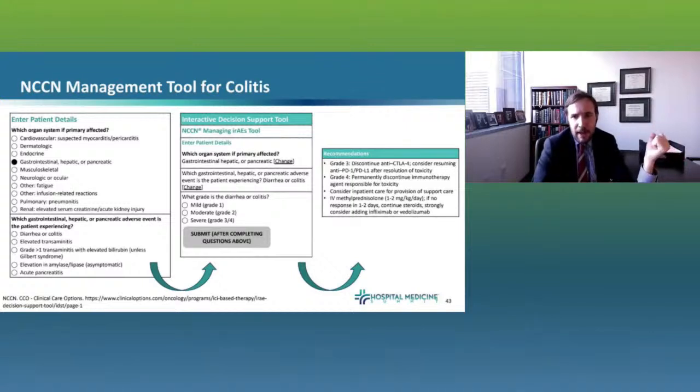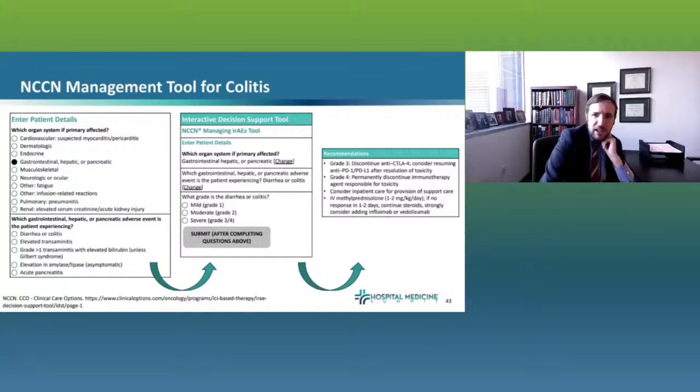For grade 3, we're stopping the immune therapy, the anti-CTLA-4. So here you can consider resuming PD-L1 or PD-1 after resolution of toxicity. Just leave that up to the prescribing oncologist. If it's grade 4, we're of course going to permanently discontinue. And you guys nailed it on the inpatient care with the IV steroids.